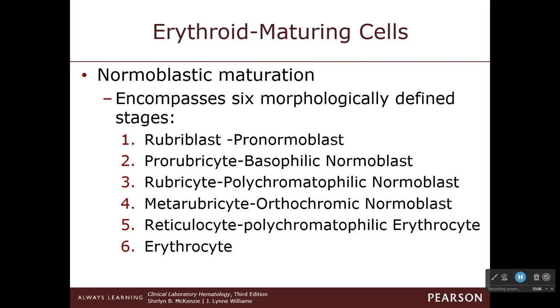They're all going to look like tiny lymphocytes, okay? Even though they're really, really naive, immature cells. So when we start talking about the normoblastic maturation, then we have to start talking about the rubriblast, pronormoblast.